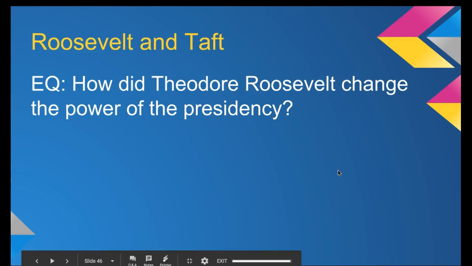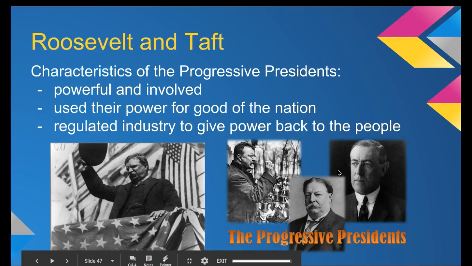Today we'll be discussing the presidencies of Theodore Roosevelt and William Howard Taft and the impact that they had on the progressive era. Our essential question: how did Theodore Roosevelt change the power of the presidency? So first, let's talk about how the progressive presidents were different than the ones that came before them.